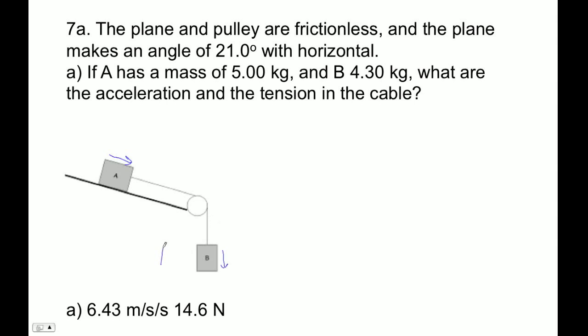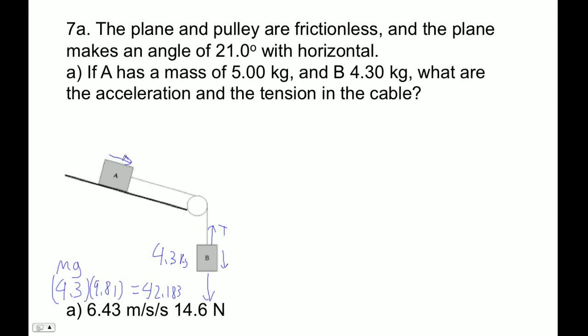Okay, so let's see. This guy is 4.3 kilograms, so that means that the force down is the weight, right, which is m times g. So 4.3 times 9.81. Let's figure that out. Okay, 42.183. And that's this force down, right? Okay, and then the force up is of course the tension in this cable, right?